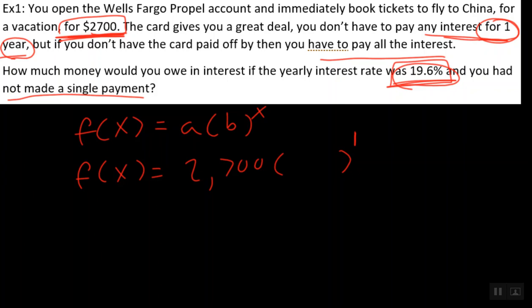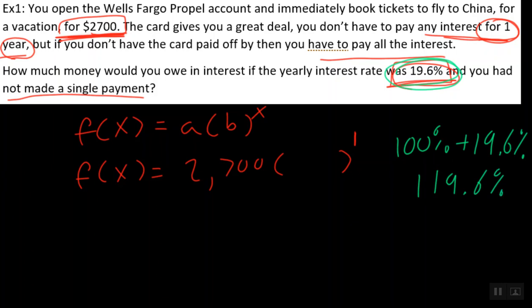So here's how I'm going to tackle our rate of growth. We'll say we have 100% plus 19.6%, and this is 119.6%. Now remember, for our rate of growth, we have to take that decimal and move it 2 places to the left. So when we go to plug this in, we'll write 1.196. And now we can plug it in and figure out how much money we would owe for the full year.